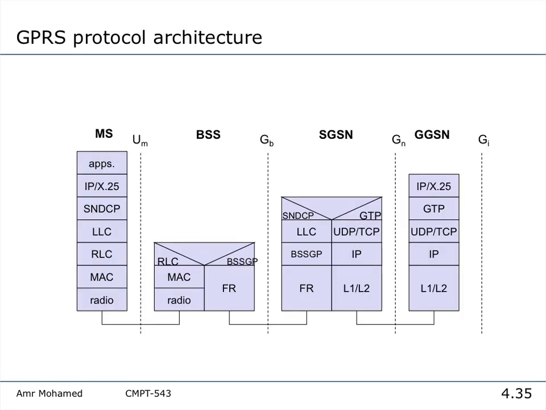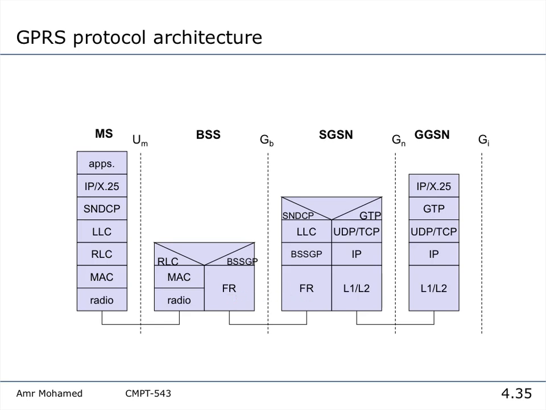So the reflection of this on the layered stack looks like this. Again, there are new interfaces that have to be defined from scratch in the standard. And we talked about this layered stack before when we talked about GSM. So for the mobile station, some protocols have been added with the support of GPRS. So for example, between the base station subsystem and the core network, or the SGSN, there is frame relay.